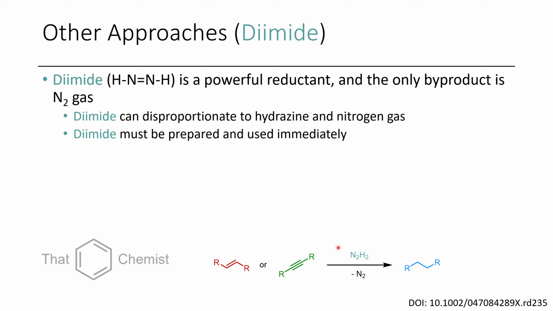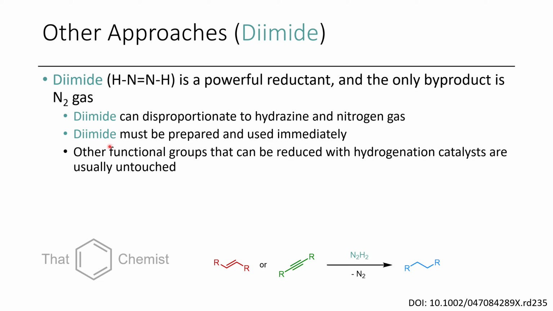Now, one of the ways that diimide is prepared is just through the oxidation of hydrazine. So something like oxygen or a lead oxidant or basically any oxidant with enough oxidizing power can oxidize hydrazine to diimide, and then it can just be used in situ. However, hydrazine can react with a lot of functional groups, so you kind of have to be careful about using that approach.